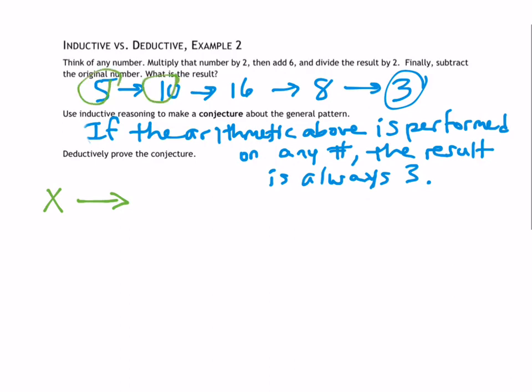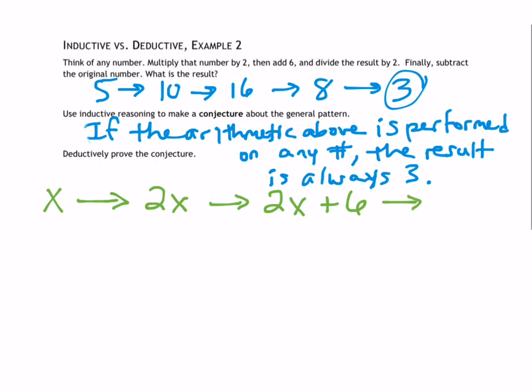Like here, 5 doesn't equal 10, but I'm just showing that I'm moving from one number to the next. All right, so there's my number x. Multiply that number by 2. So a little bit of a review of algebra here. We would express that 2x. Then add 6. So that would just be written 2x plus 6. And then divide the result by 2.